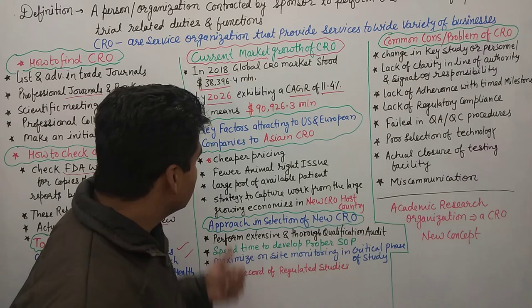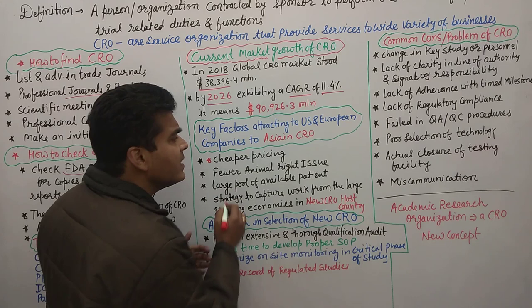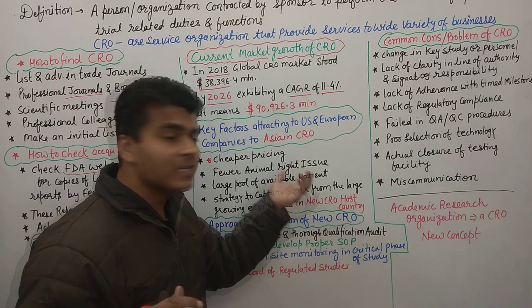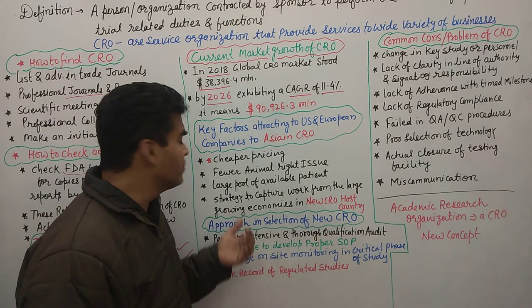So they are providing studies at cheaper prices. Then further, fewer animal rights issues. As we all know, in comparison to the US and European countries, India in particular has less stringent animal rights issues. Okay, that's why rodent studies are easier in comparison to the US and European countries.